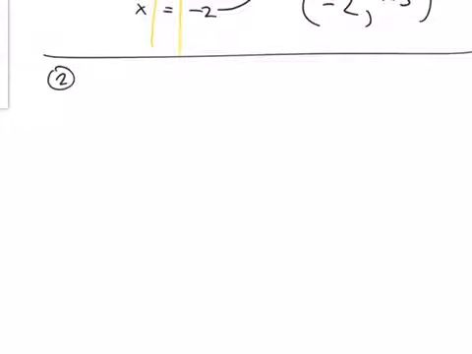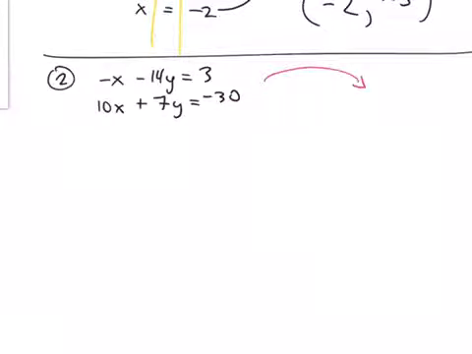Problem number 2 is a 2 equation, 2 variable linear system. The top equation is negative x minus 14y equals 3, and then the bottom equation is 10x plus 7y equals negative 30. Now I'm going to lead us on a little wild goose chase. I'm going to do something not very helpful just to make my point, okay? And I'm going to preview that point right now, all right?